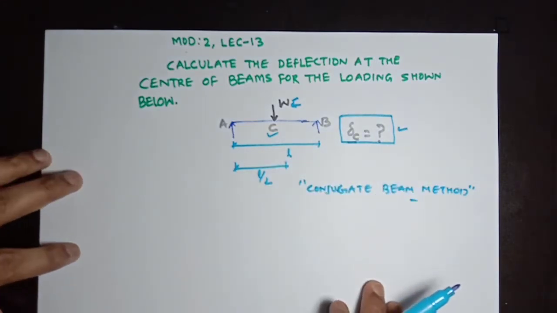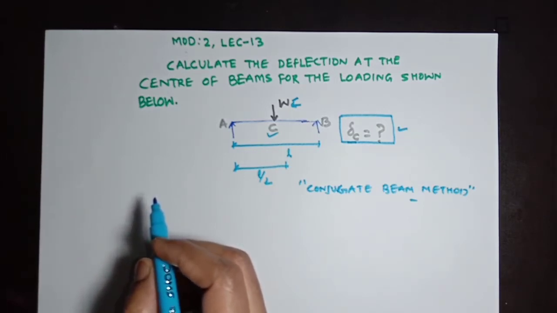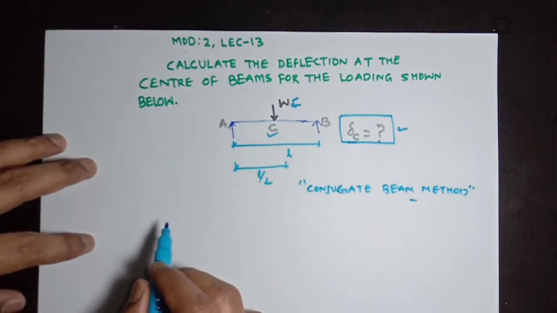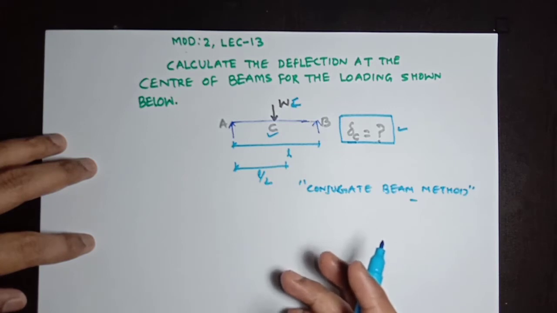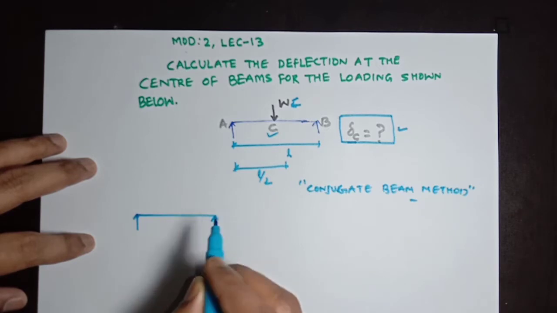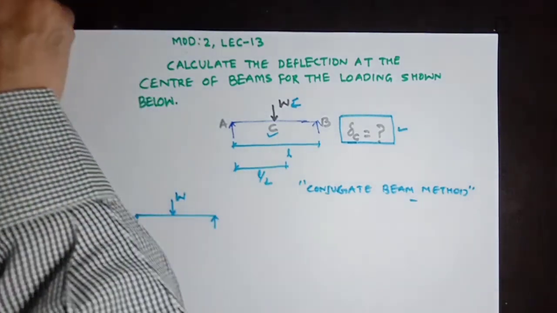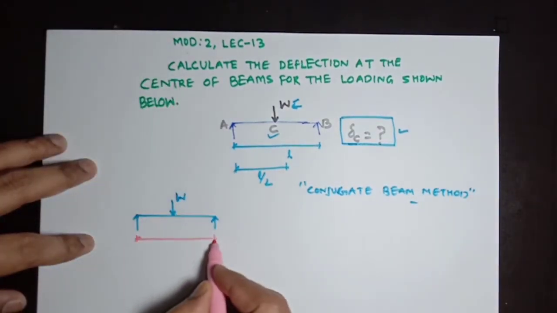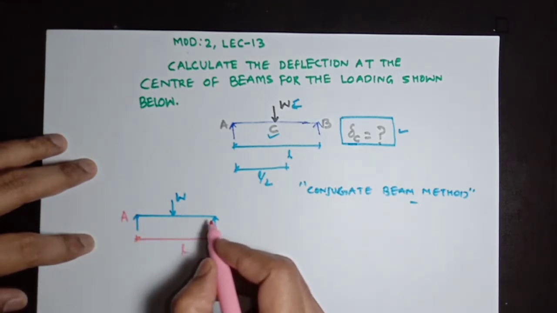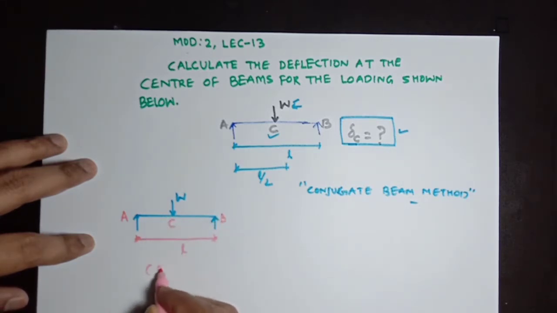So let's continue now. As I have recommended, go for any textbook or any good literature to know about how we can convert a real beam to a conjugate beam or an imaginary beam. This is the real beam which is our subject of analysis and which is subjected with a point load W at center of this beam. This beam is having a length of L, and this support is designated with A, and this end is with B, and center of this beam is with C. This is a real beam.